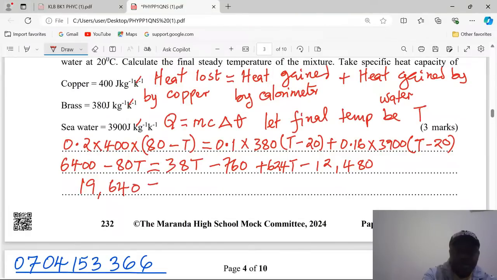19,640 equals to, now we take 624T, we add 38T, and we also add 80, because it is negative at the left hand side. So it becomes also positive, 742T. So for us to get the value of T, we divide it through by 742, and we are getting a value equivalent to 26.47 degrees Celsius.